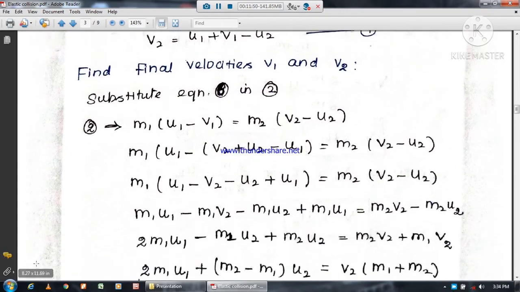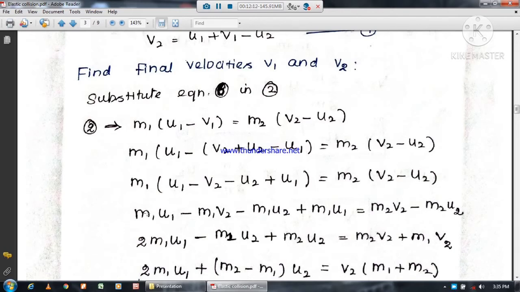And m1 into u1 minus, you multiply this negative sign, so we get u1 minus v2 minus u2 plus u1, that is minus into plus is minus, and minus into minus is plus, is equal to m2 into v2 minus u2.